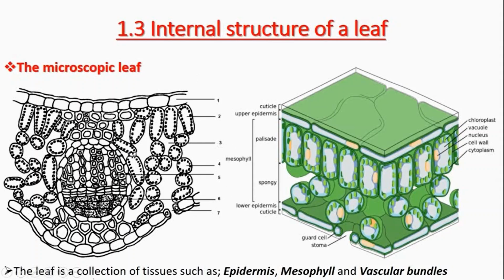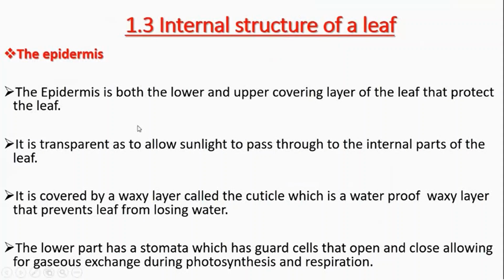So basically the leaf is a collection of tissues such as the epidermis, mesophyll, and the vascular bundles. There is our upper epidermis and there is our lower epidermis again. So here it says that the epidermis is both the lower and upper covering layer of the leaf, and it protects the leaf. It is transparent and allows sunlight to pass through to the internal parts of the leaf.